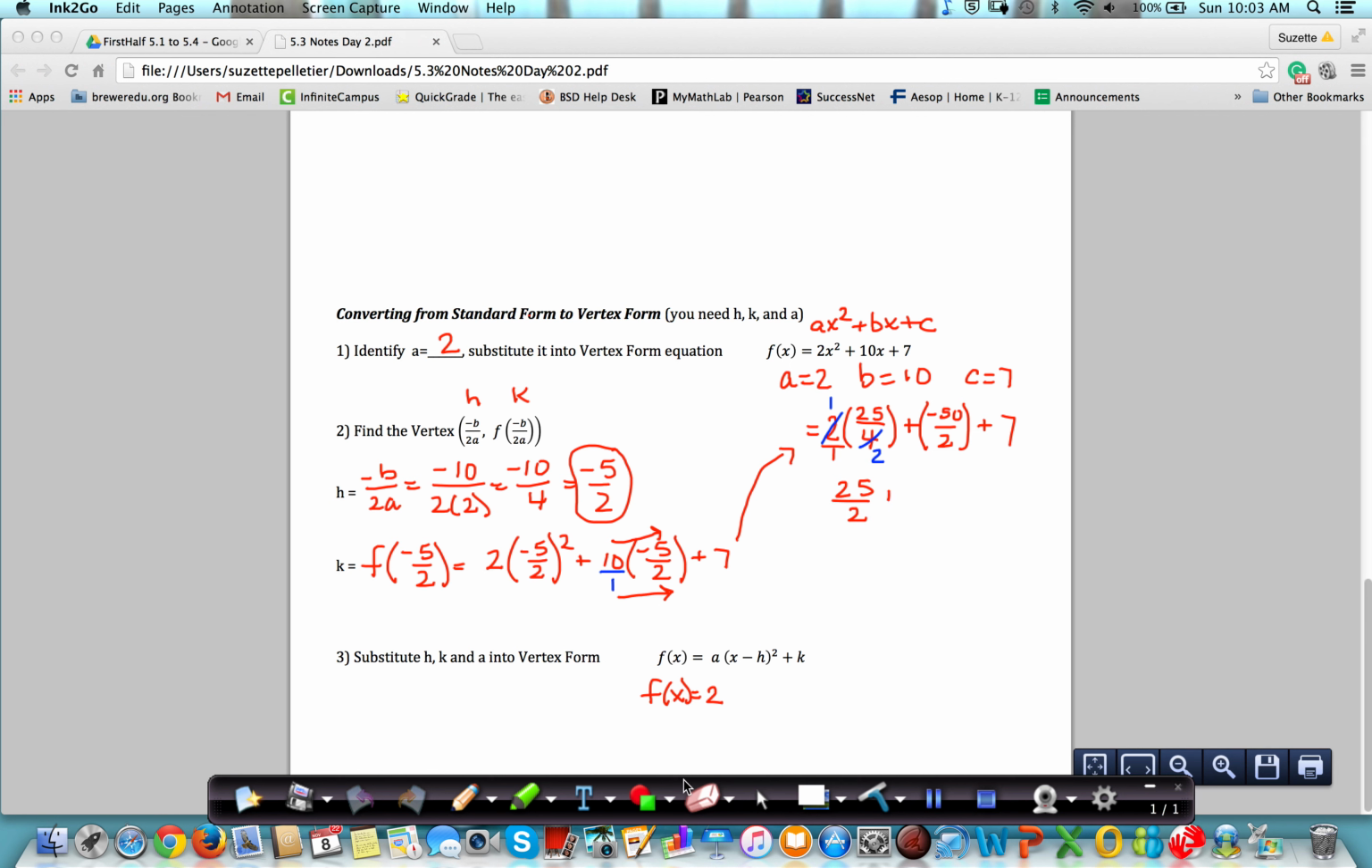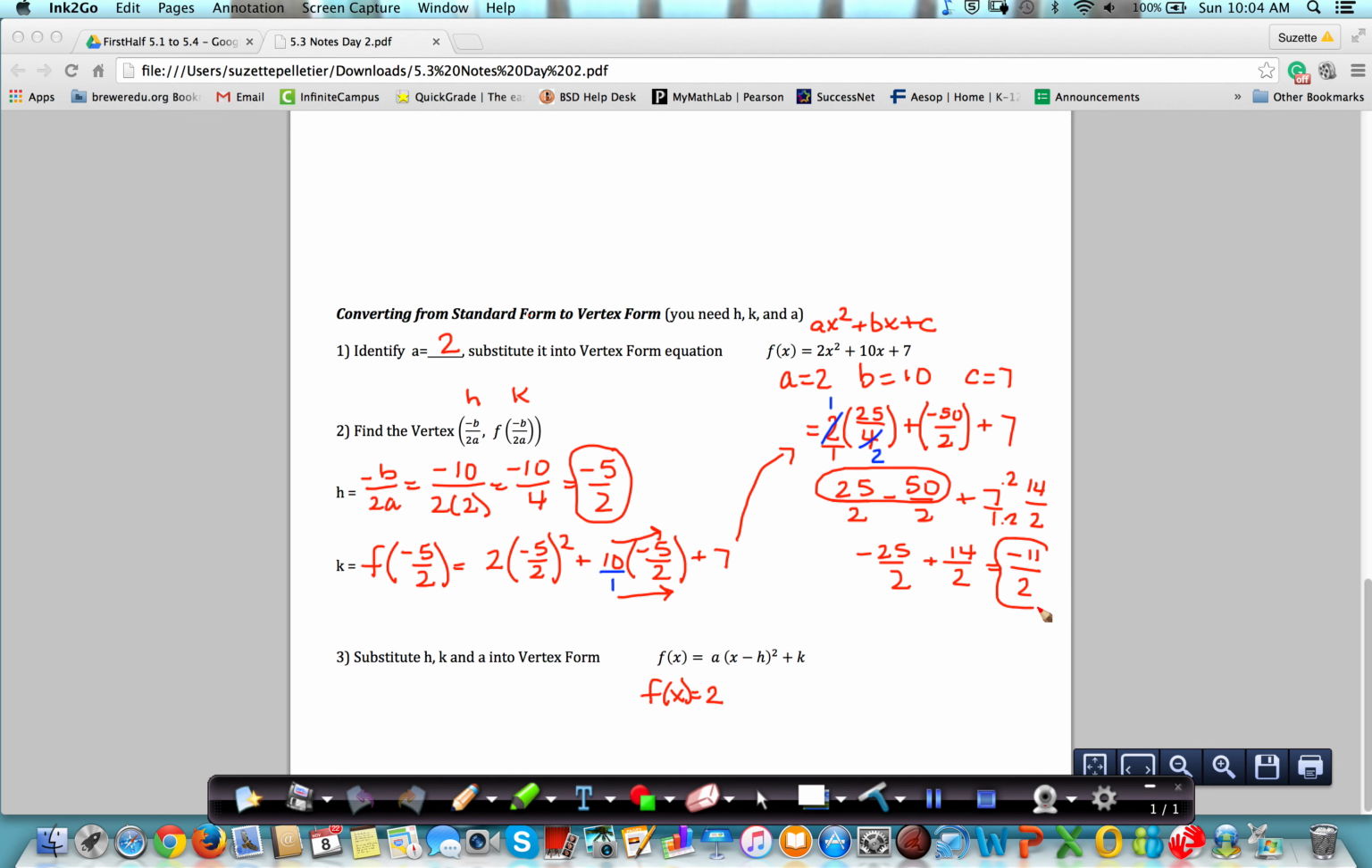And if I add that, or I should say subtract it because it's negative, so if I do minus 50 over 2 plus 7, I get negative, this right here, negative 50 plus 25 gives me negative 25 over 2. And if I change 7 over 1 into halves, I multiplied by 2 here, multiply by 2 here, I get 14 over 2. So plus 14 over 2. And negative 25 plus 14 gives me negative 11 over 2.